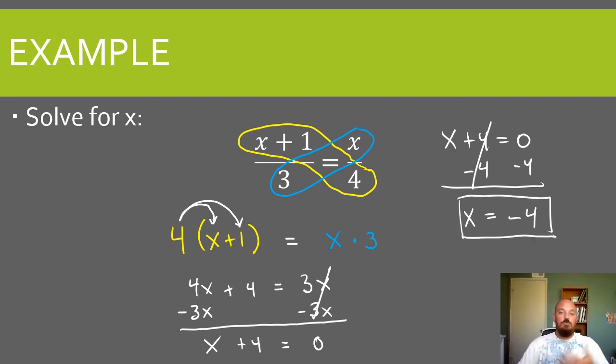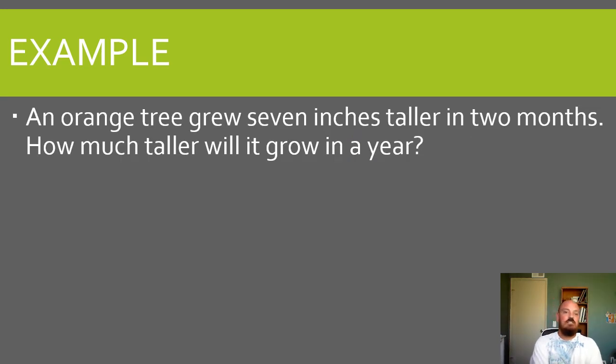But it all started with the blue and the yellow again, cross multiplying. I did x plus 1 times 4. I did x times 3. I set those two things equal to each other, and then I solved for x. All right, the last part of today's notes is I want to show you what this looks like in a word problem. So here's our last example for today.